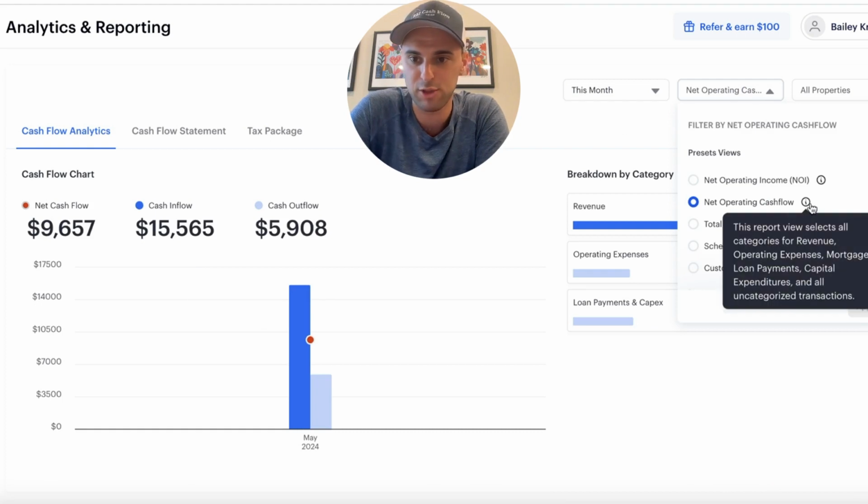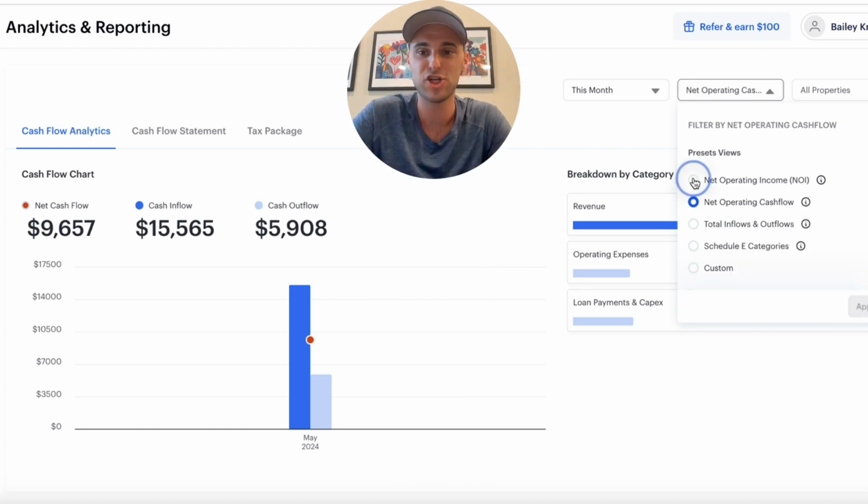And then I'm gonna go over here and show you that this is gonna show the net operating cash flow. So just to read word for word, because I'll show you a trick that some other gurus might do and give you a false impression on how much they're actually making. So this net operating cash flow will report revenue, operating expenses, mortgage and loan payments, capital expenditures, and all uncategorized transactions. What some people might show you is just this NOI.